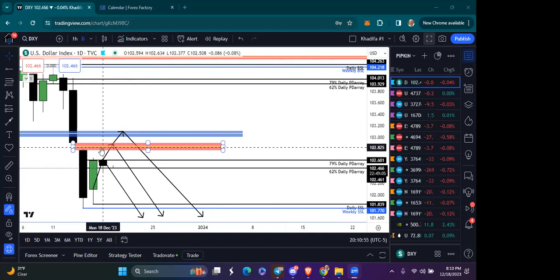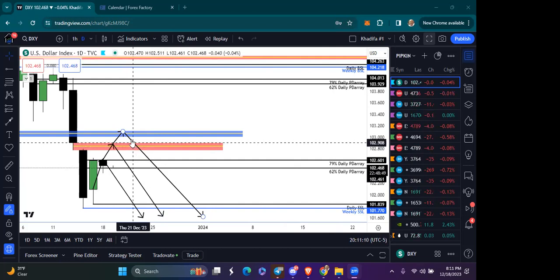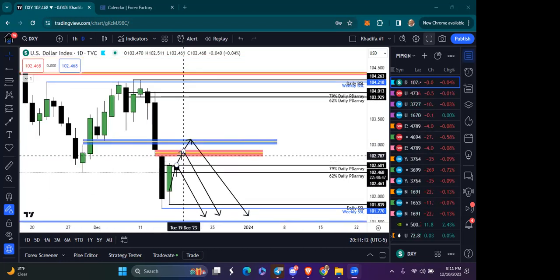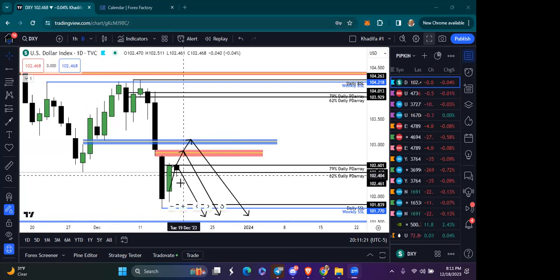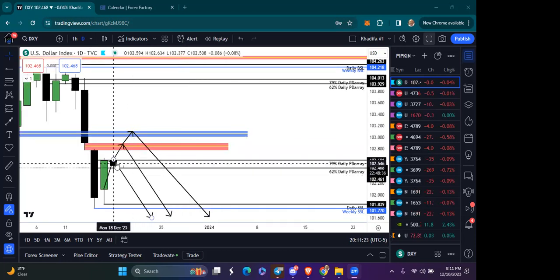My second sell position would be within this daily volume imbalance, preferably from the consequent encroachment of that daily volume imbalance. And my last line of defense to short from would be this inverted daily fair value gap that we see here, right?